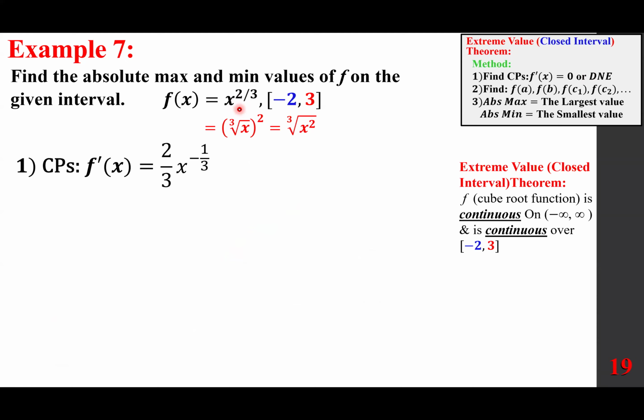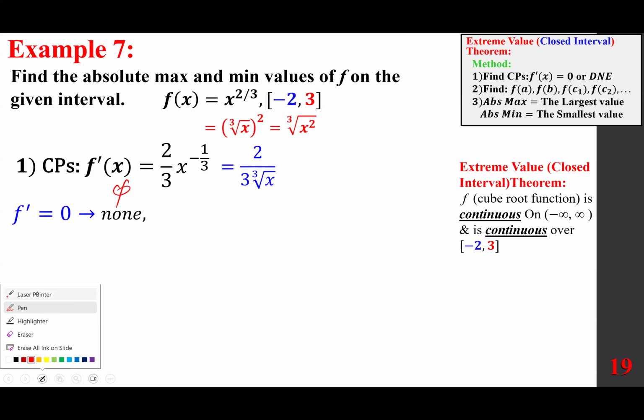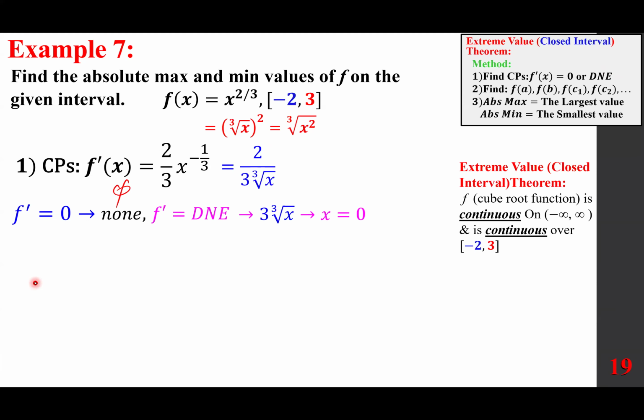To make some sense out of this, in order to find where f prime equals 0 or doesn't exist, we rewrite it as 2 over 3 cube root of x. F prime is 0. That means the numerator must be 0. Since the numerator is a number, it can never be 0. So there is no solution, none, or an empty set. Normally, we would represent this with the empty set symbol. Remember that. That means the same thing. F prime doesn't exist. The denominator must be 0, and the denominator is 0 when x is 0.